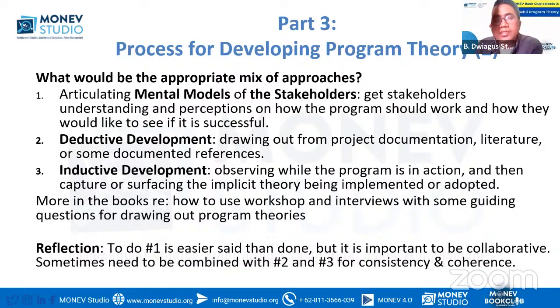And my reflection is that it seems doing number one is easier, although it's strongly suggested in the book that number one is important because it needs to be collaborative and consultative, having the same understanding from the stakeholders about the programs. But in this case, sometimes it needs to be combined with two or three, just to check for consistency and coherence. So I guess that's my reflection from when I was involved in the process of developing program theory.